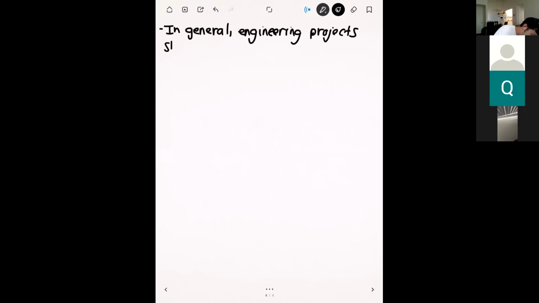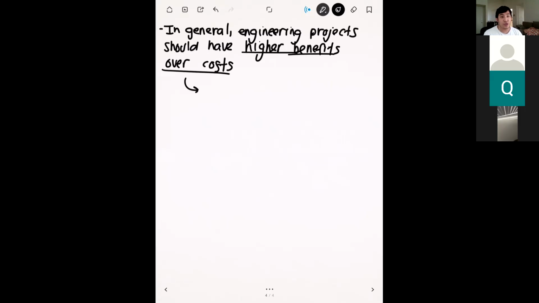Okay, so now that we have the definitions of benefits and costs, let's talk about the general goal for a lot of engineering projects, especially the ones undertaken by private companies. In general, you want to have bigger benefits than costs. So another way to say this is that your engineering project should be profitable. It should bring in more money than it took to make the project.